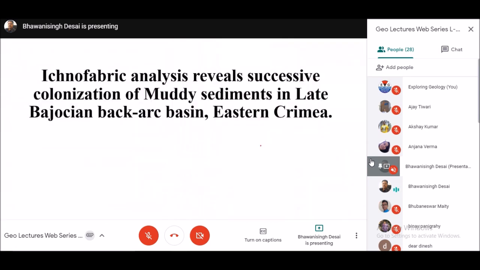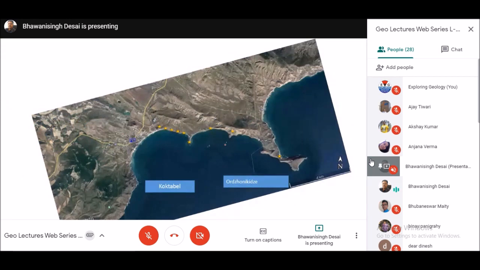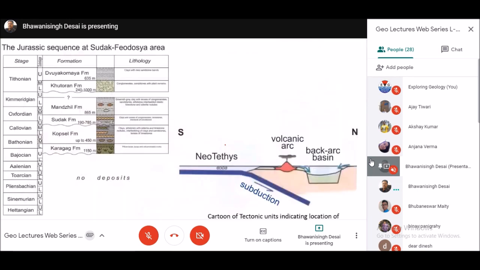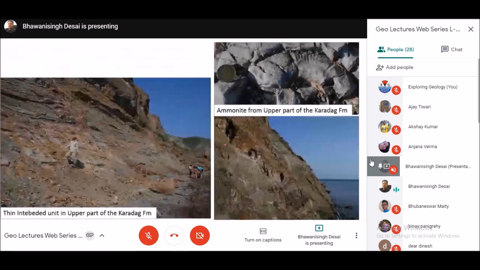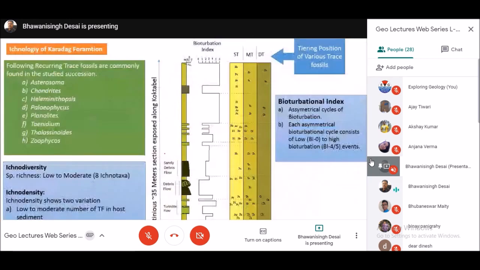Lastly, I'll take another example from Crimea, that is the Bajocian Bakark Basin. Crimea is situated on the northern side of Turkey around this Black Sea, and this is Crimea. This is a study from this. We have been studying this part all along this area, and what we found was this is actual, and you can see this is ammonites, and the whole sediment looks like this.